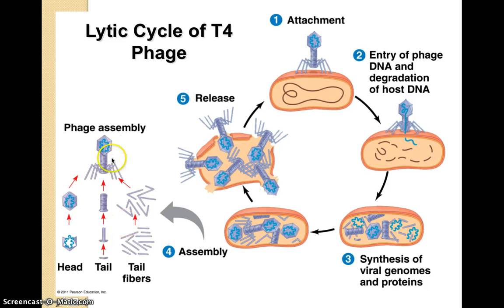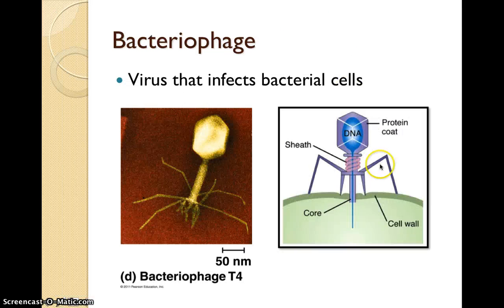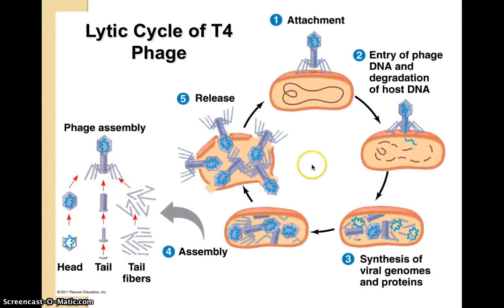As you can see, T4 actually has a few different components. You have the head, you have the tail, and you have their legs, the tail fibers. So first you have the attachment, like we showed right here in this picture. From attachment, it injects its DNA into the host. By injecting it, it's going to hijack a whole bunch of different components within the cell that actually degrade the host DNA.